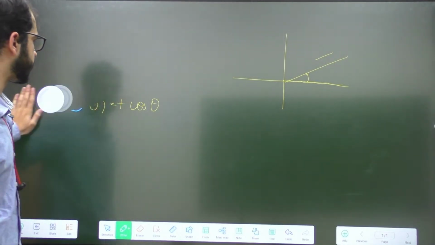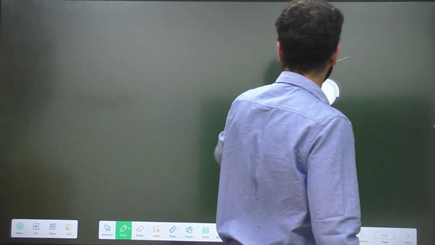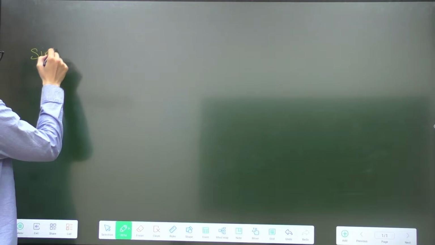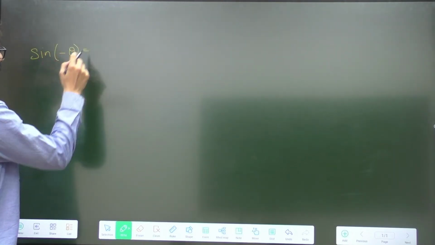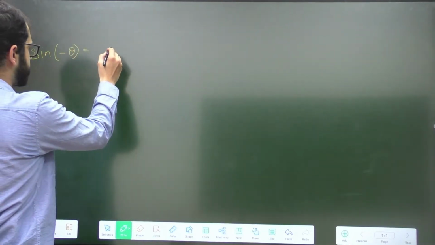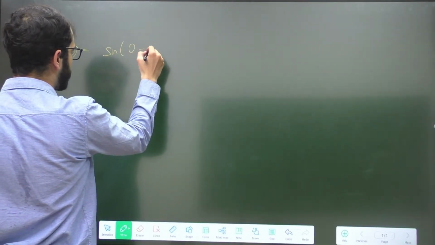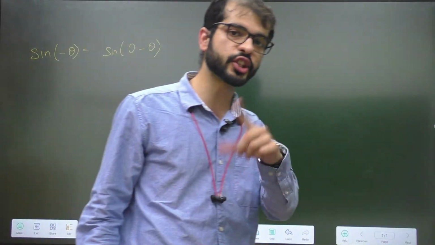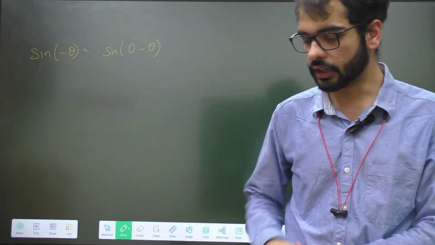This was a simple case. Now we'll talk about the 0 minus theta case. If I want you to find the answer to sine of minus theta, we are going to write it as sine of 0 minus theta. They both mean the same thing. If I'm writing minus theta or if I'm writing 0 minus theta, they both refer to the same line.